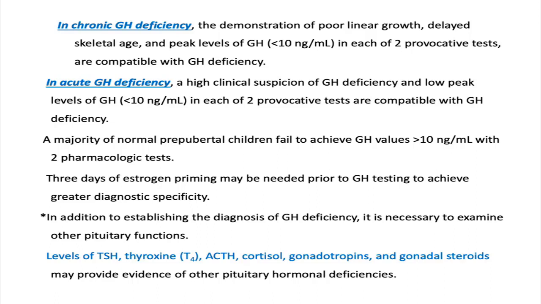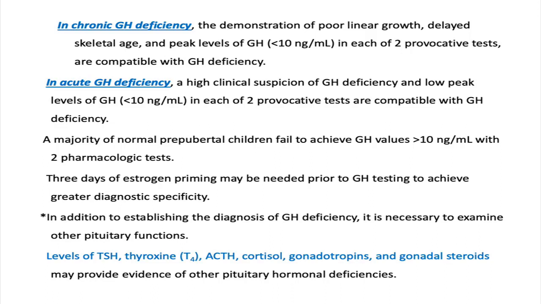A majority of normal prepubertal children fail to achieve a growth hormone value of more than 10 nanogram per mL with 2 pharmacological tests. So, we use what is called priming. 3 days of estrogen priming may be needed prior to growth hormone testing to achieve greater diagnostic specificity. This can be used in both males and females.